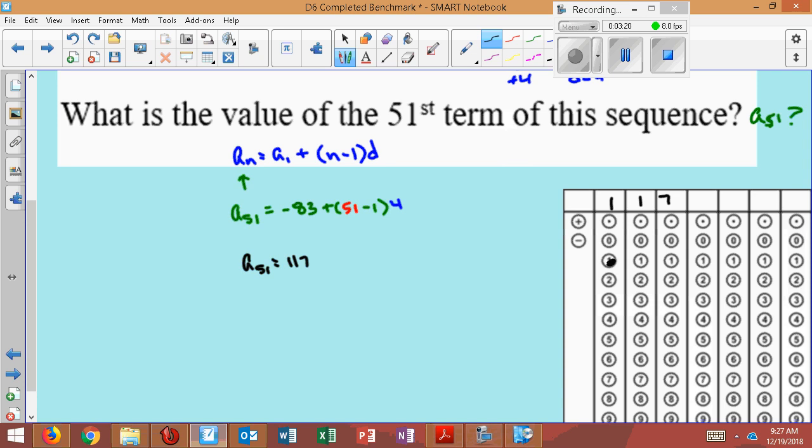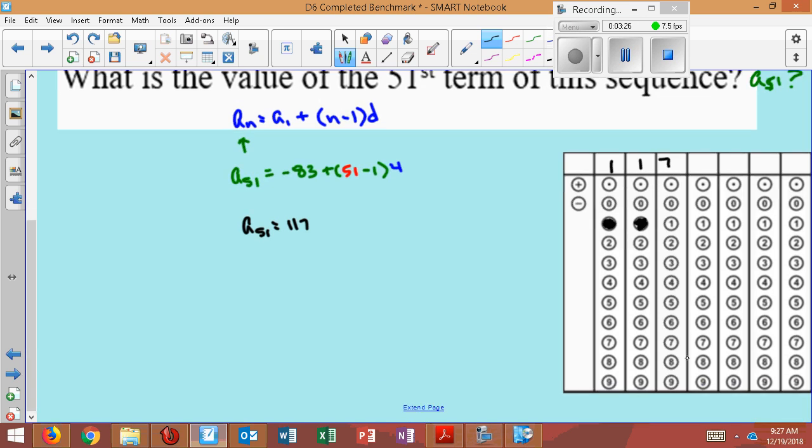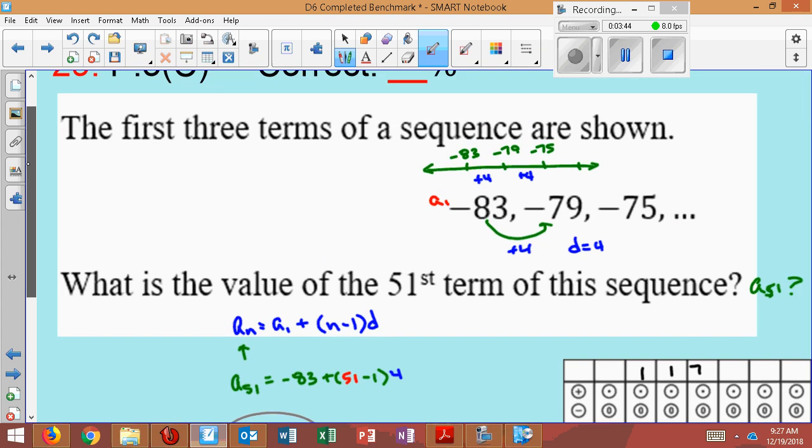117. And again, you can bubble in from anywhere in the chart. You don't have to start in the far left. You just have to make sure they're in order, 117. So now that I have it all bubbled in, you could shift all these down and you'd still get the correct answer as long as it's like that. That will work for you. 117 is the answer to number 29.